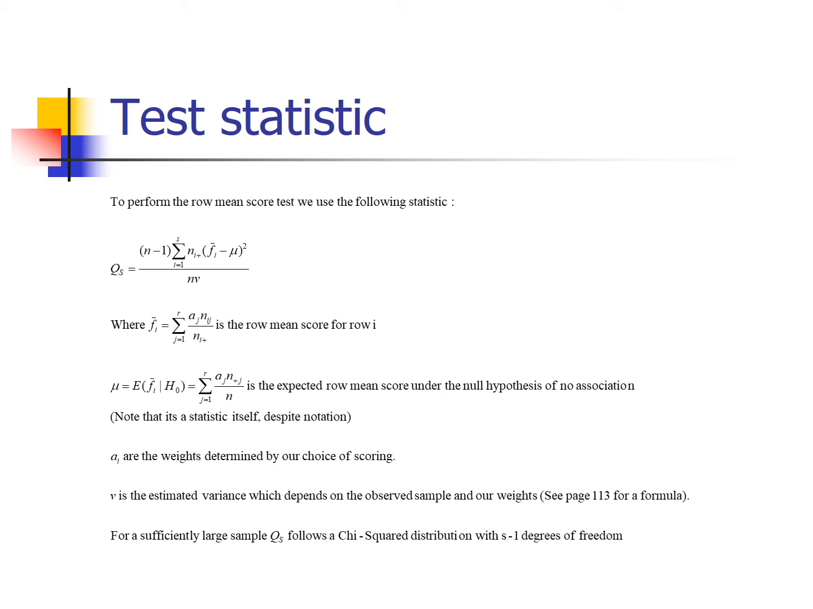Now, we can show that for a sufficiently large sample, this test statistic, this Q sub S, S is for row mean score, follows a chi-square distribution with S minus 1 degrees of freedom, right? So S is our number of rows.